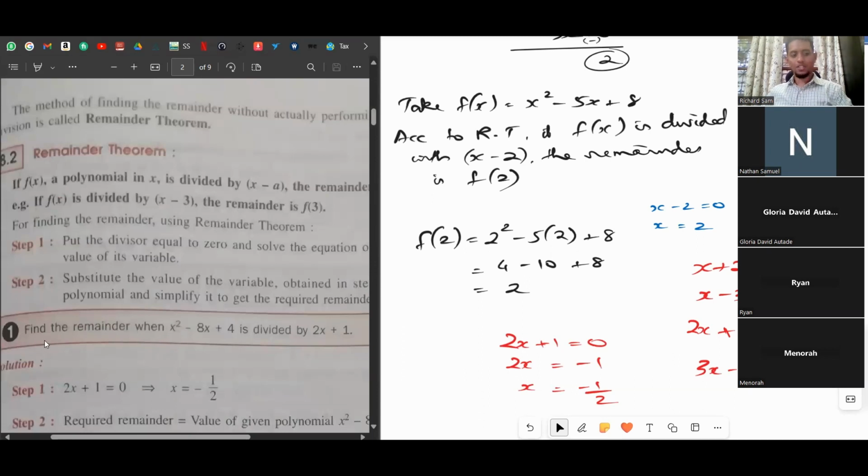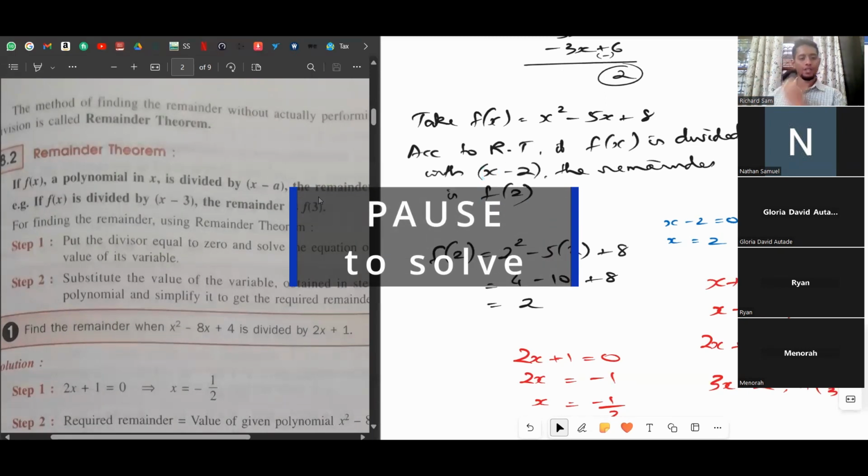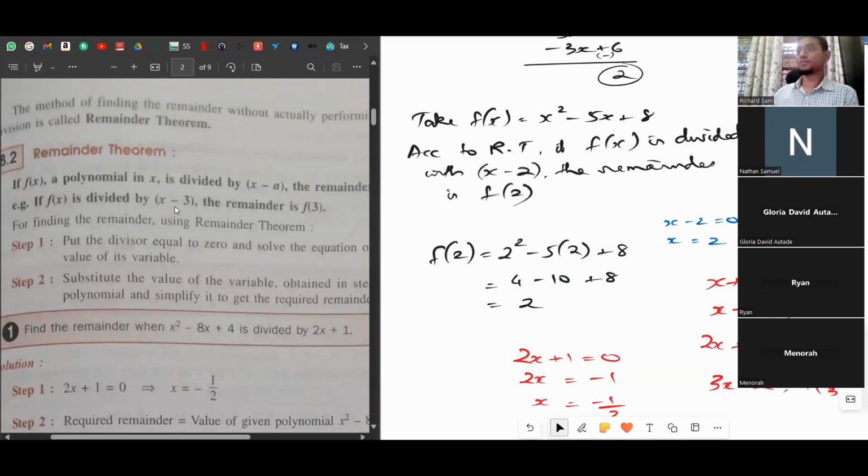Yes. So the question is: find the remainder when x square minus 8x, whatever. So in the same way you write this. First you write what? Take f of x is equal to this. Then you write the statement. According to remainder theorem, if f of x is divided with 2x plus 1, the remainder is f of minus 1 upon 2. Okay, did you get it or not?